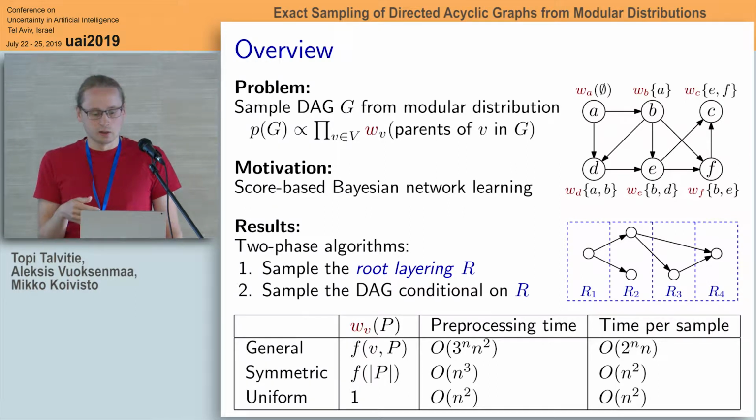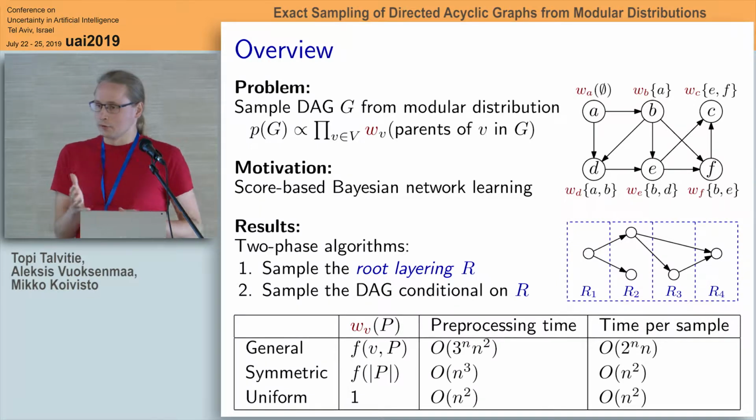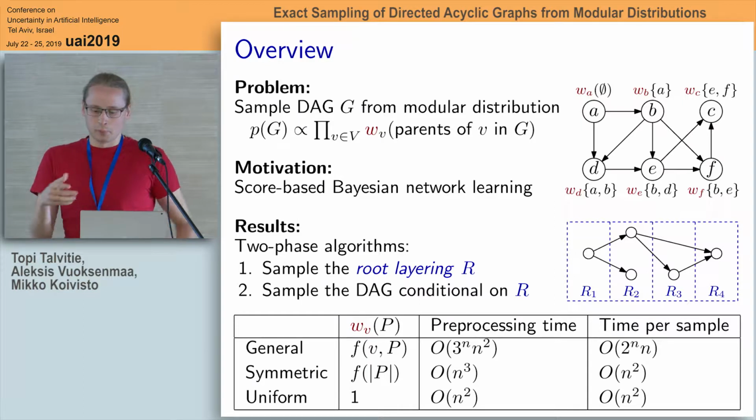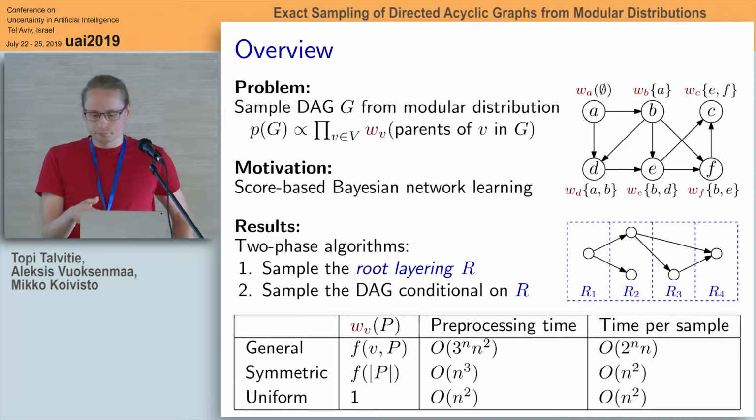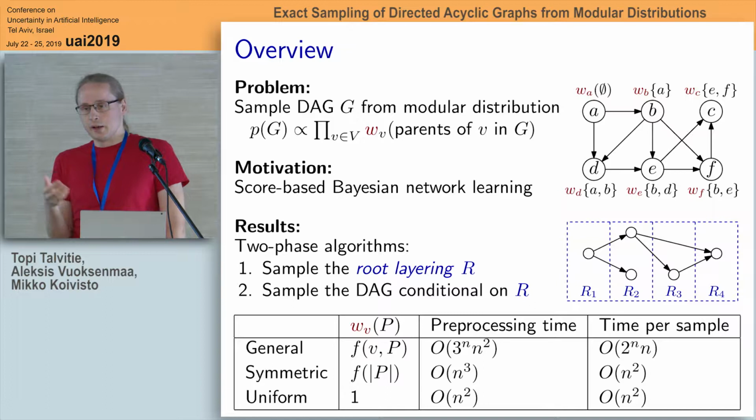The idea in the algorithm is that we first sample the root layering of the DAG, which means the ordered partition you get by repeatedly removing the root nodes in the graph, which means the nodes that have no parents. After we have sampled the root layering, we sample the DAG conditional on the root layering.